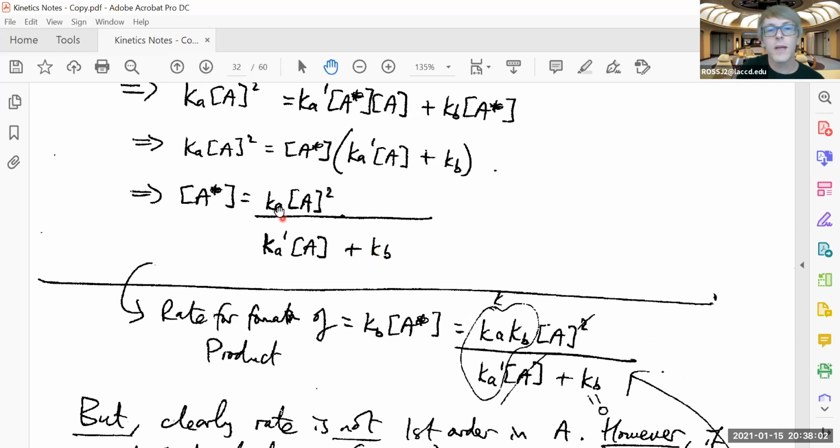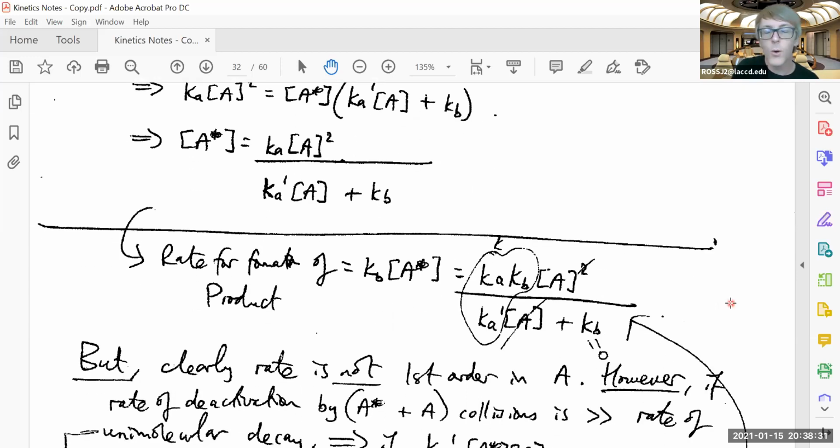We know that we have Kb, and then A star is Ka, so we've added Ka here. And then in the numerator, we also have A squared for our second order process in A. In our denominator, we have Ka prime A plus Kb. So we've essentially just inserted A star into our rate of formation of product expression. And then there's the problem. We don't have a first order process.